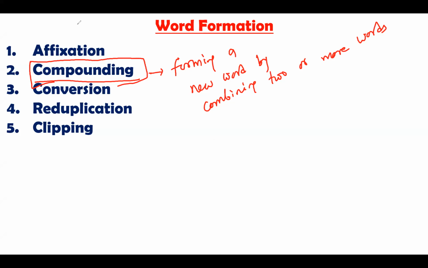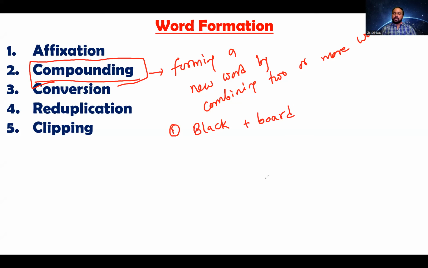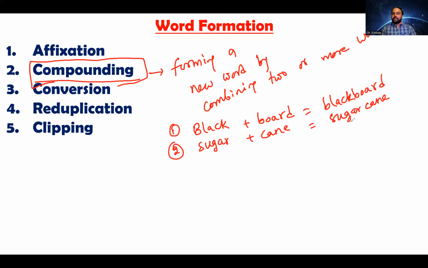Let me give you the examples. Black is one word and board is another word, and here we are forming a new word by combining these two, and we call it blackboard. And sugar is one word and cane is another word, and we form a new word, sugar cane, which is also a compound word.